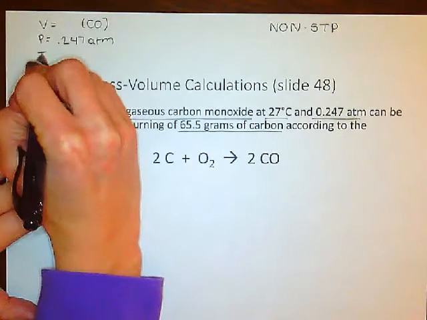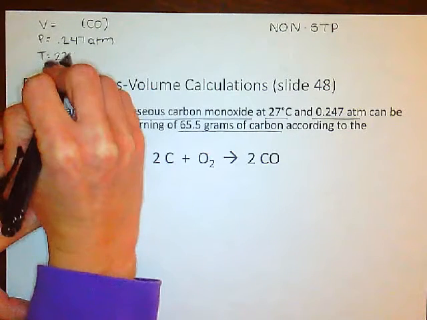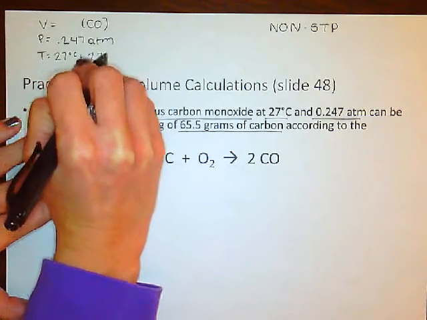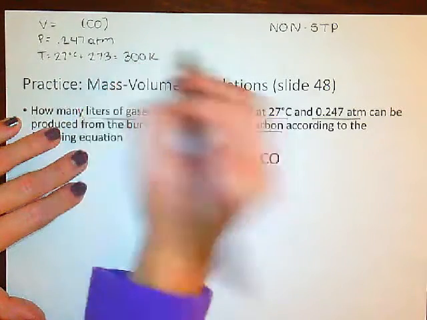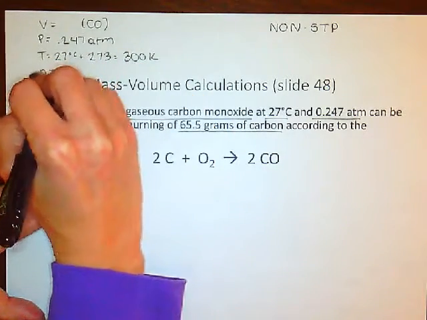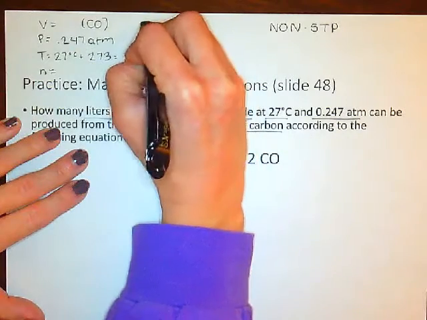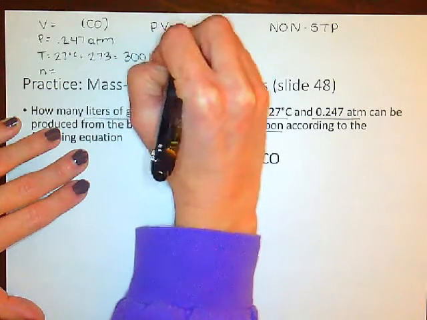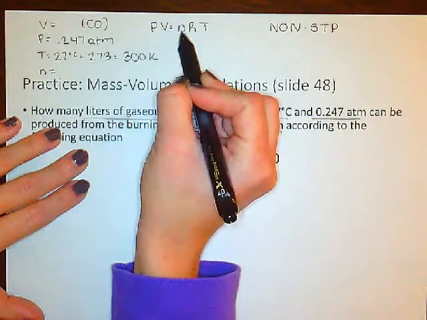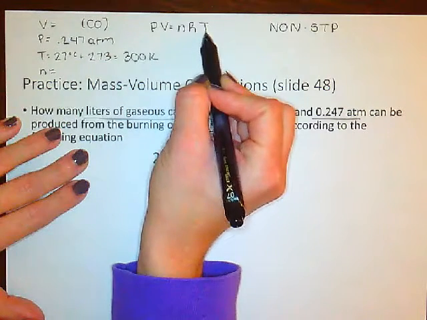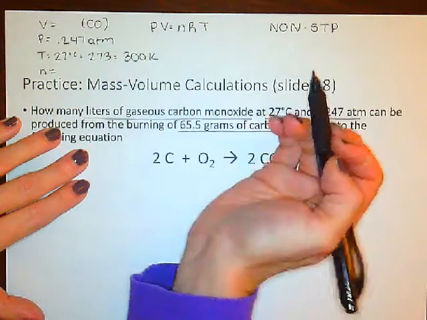ATM, our temperature is 27 degrees Celsius, but remember we're going to add 273 to that value, and that's going to give us 300 Kelvin. And all we really need to complete that ideal gas law is the number of moles. Because if we have the pressure, we have the number of moles, R is a constant, T is our temperature, we can solve for volume.